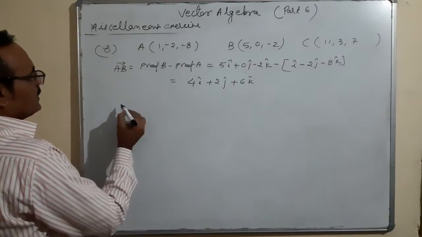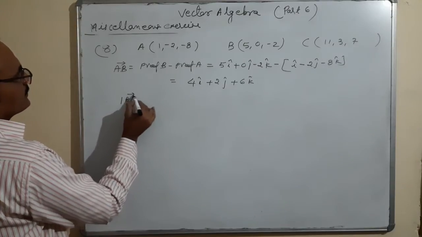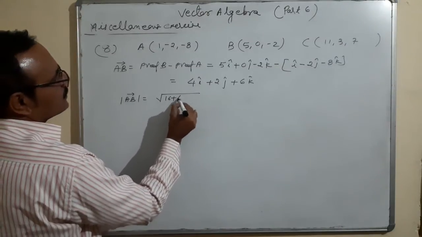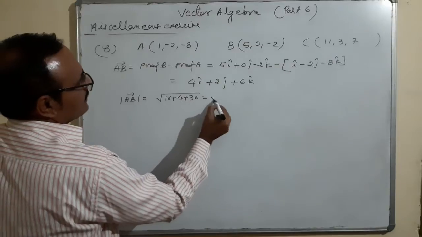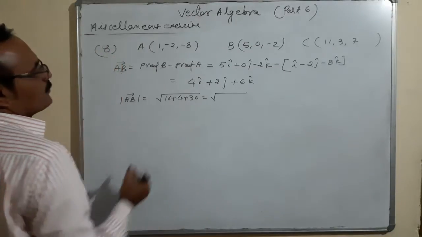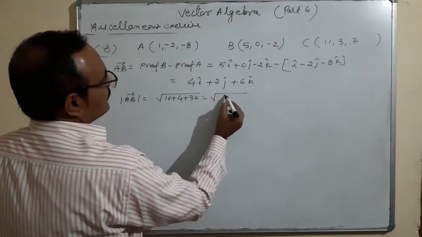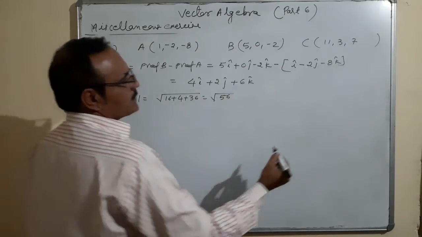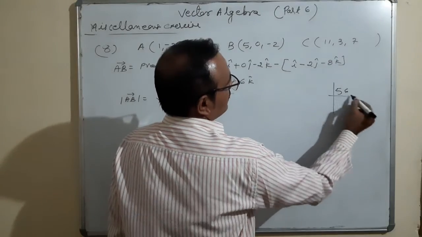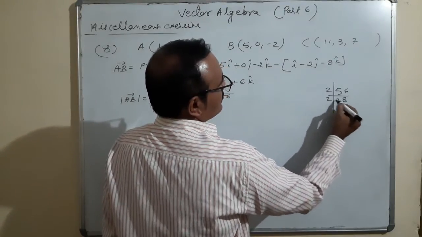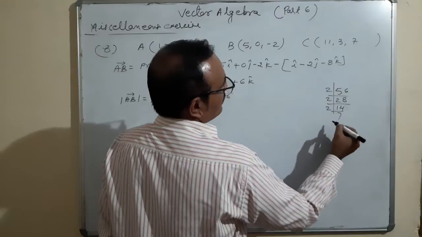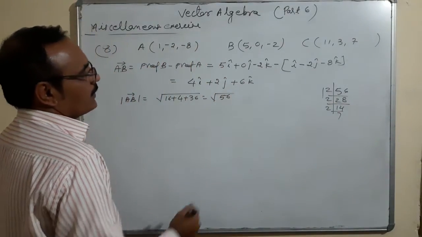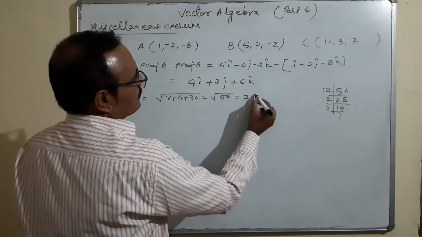As well, we'll find the magnitude of AB, because this is also required. It is 4 squared, 16, plus 2 squared, 4, plus 36. So 36 plus 4 is 40, and the result is 56. If we want to make 56 into prime factors: 2 times 2 is 4, 2 times 8 is 16, 2 times 14, 2 times 7. So this is 2 under root 14. So may I write here 2 under root 14.